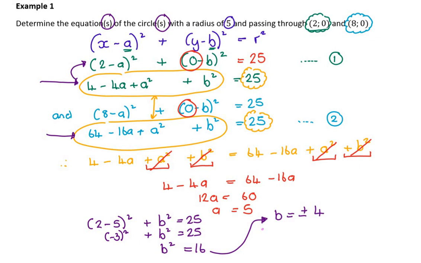So therefore, what are my 2 possible equations? It's definitely (x − 5)² because my a is 5, but my b value can either be negative 4, in which case I'll have (y + 4)², or exactly the same center value for a, but you could have a y value of positive 4, in which case this would be (y − 4)². And so those are the 2 possible circles that could occur.